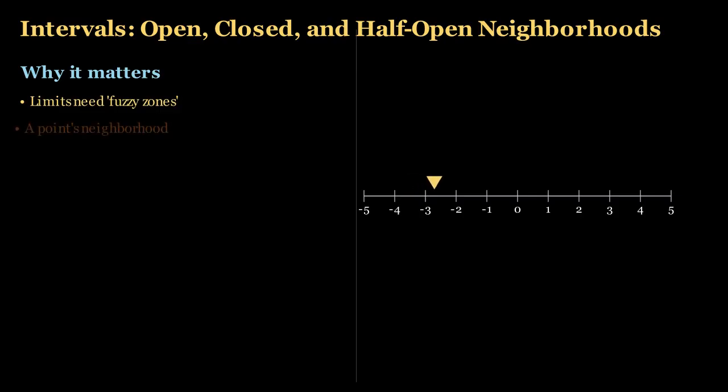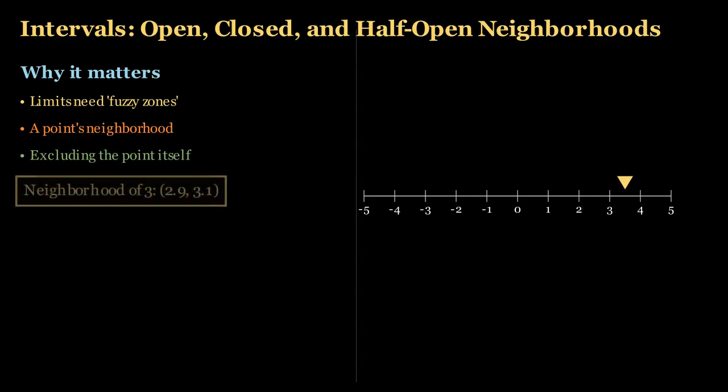Crucially, when we approach a point, we don't care about the value exactly at that point, only the values around it. An open interval gives us exactly that, a zone that surrounds a point but excludes the point itself. This is the seed of the epsilon delta definition. An open interval around a point C is its neighborhood, a safe space where we can study the approach without stepping right on C. Let's build these intervals from something we already know, distance.